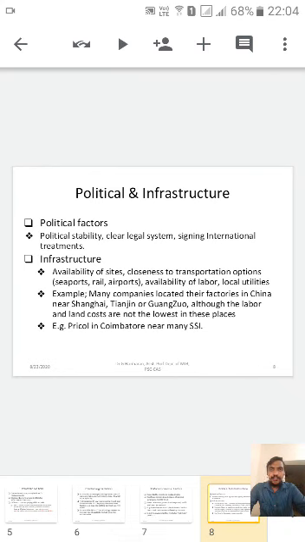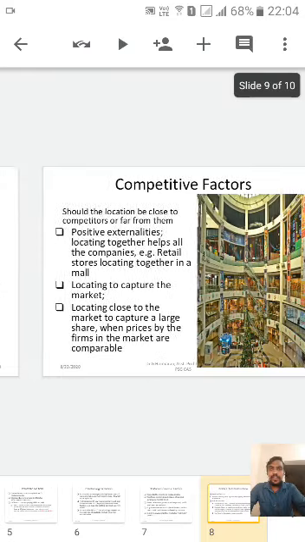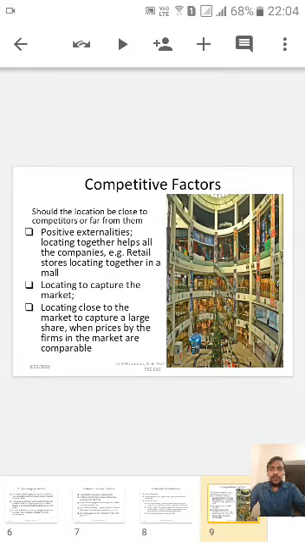Then political and infrastructure factors. You have to find out whether the location is a politically stable country with a good political environment and a clear legal system, and whether it has good infrastructure, with good connectivity by rail, road, air and sea. Then competitive factors: how your company can gain a competitive advantage or set the benchmark for competitors in terms of price, quality and delivery of the product.